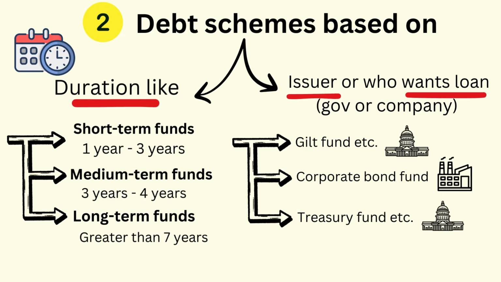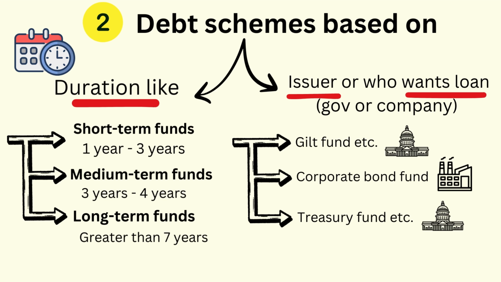Coming back to debt schemes. Debt schemes are based on two categories. First is duration. If it's a short term fund, then it is for 1 to 3 years, mid term for 3 to 4 years, and long term it is greater than 7 years. Second is the issuer, or basically who wants the loan, a government or a company.